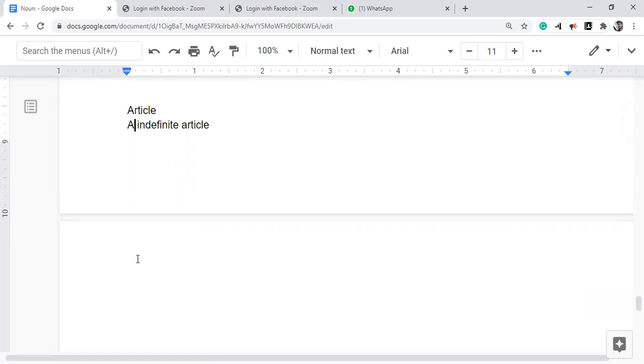In that, basically, you usually put a before a singular countable noun. What does it mean? What did you understand from this? It will be singular, just one.